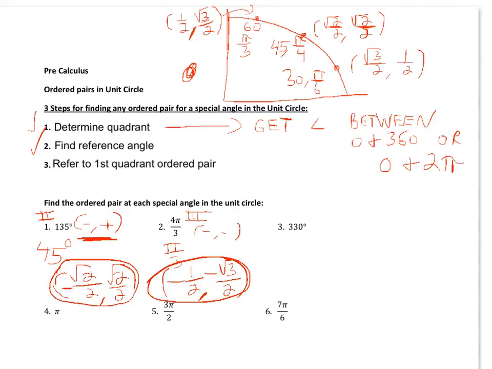Okay, number 3, 330 degrees. This is in the fourth quadrant. In the fourth quadrant, X is positive, but Y is negative. If I find the reference angle, I have to do 360 minus 330, so my reference angle is 30 degrees. I refer to this, and it's going to be root 3 over 2, 1/2. But I'm just going to make the Y value negative because this is in the fourth quadrant. So there's my answer: positive root 3 over 2, negative 1/2.